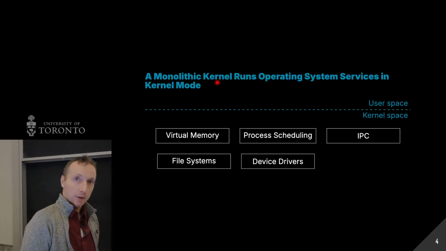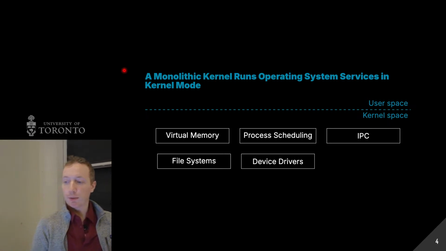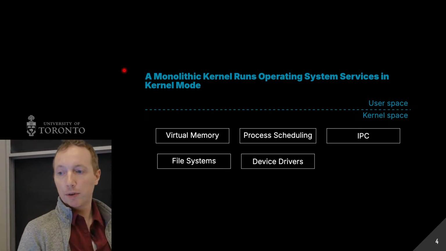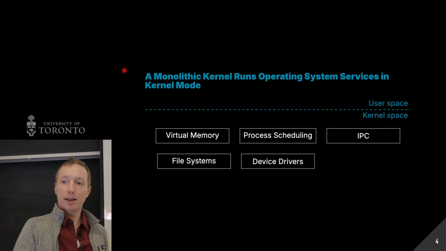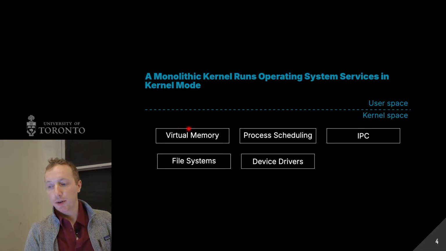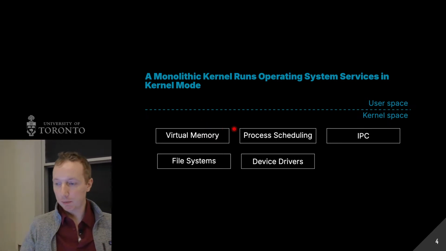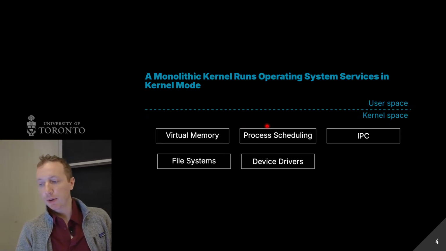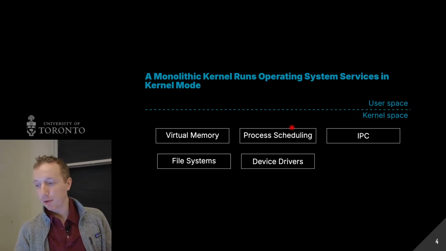So, went over some different architectures for the kernel. A monolithic kernel runs all the operating system services in kernel mode. So, it's called monolithic because anything that even remotely touches the hardware all lives in kernel space. So, the kernel has to do virtual memory management, otherwise we'd have no isolation, no security, bad things would happen. It'd have to do some process scheduling to figure out which process gets to run, needs to maintain control over the CPU, so that has to be in kernel space.